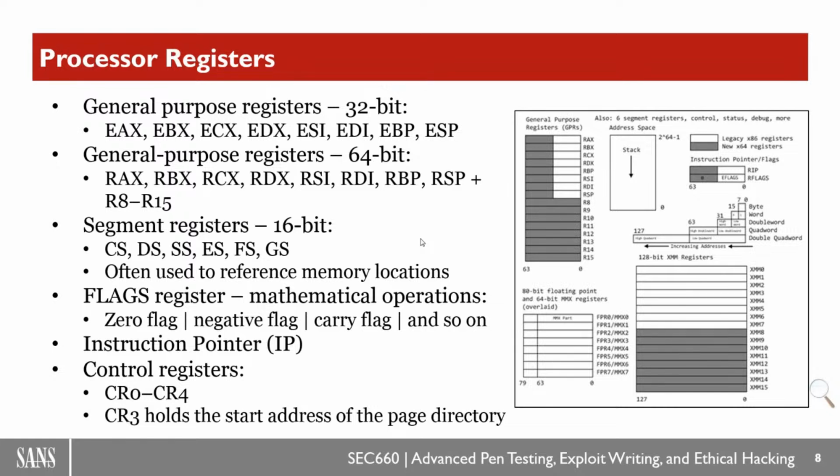On 64-bit, we've got 8 additional general purpose registers, R8 through R15. Think of it as having a lot more shelves in a closet available for you to use for storage and other purposes.